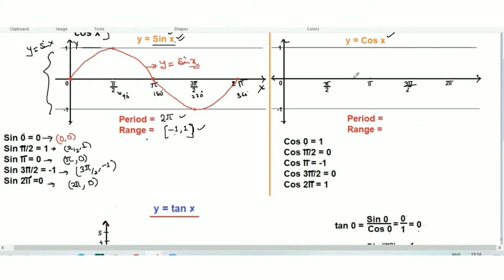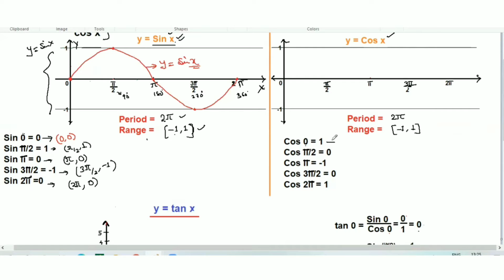In the same way we will draw cos theta, cos x. Same thing, the period of cos theta is also 2 pi. Every 2 pi radians, the cos graph will repeat itself, and the range is the same, -1 to 1. The values for all the angles of cos theta, cos x will stay between -1 and 1.